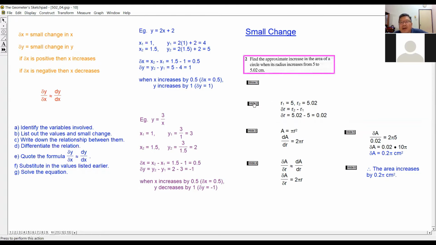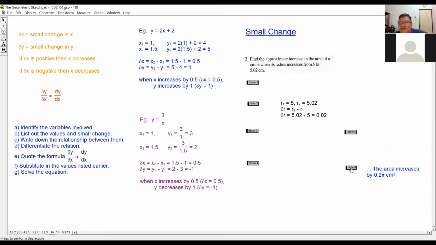Now, if you know R1 and R2, then what can you find? Delta R. Correct, you can find the delta R. How do you find the delta R? You use the final value of R, 5.02, minus the initial value of R, which is 5. So you write down there, delta R is R2 minus R1, 5.02 minus 5, 0.02.